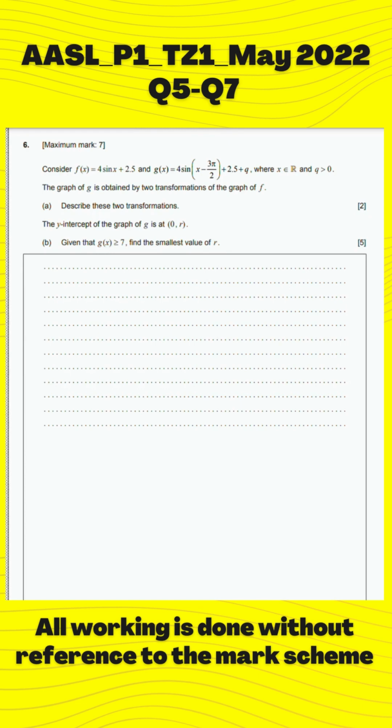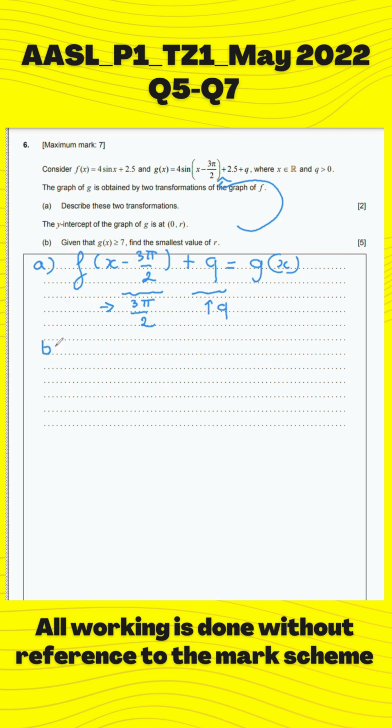Okay, 6. Describe two transformations. It's easy, we can see that if f(x minus 3 pi over 2) plus q equals g(x), it will look exactly like this one. So we have transformations here. This is the first one and this is the second one. This will be move or translate to the right, 3 pi over 2. And the plus q will be move or translate up, q.